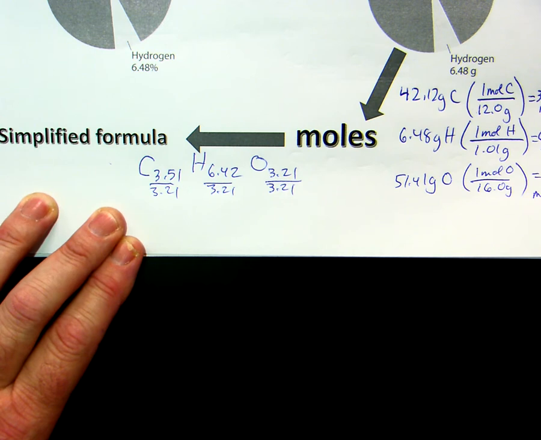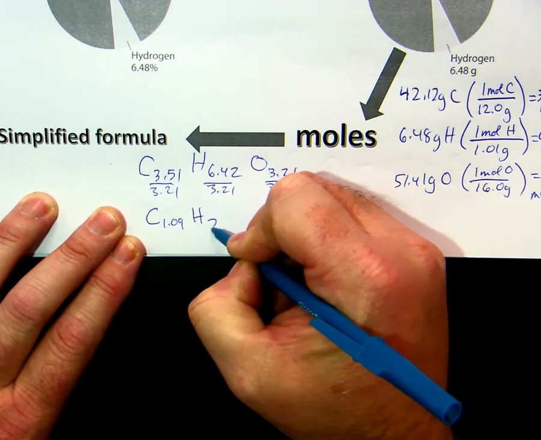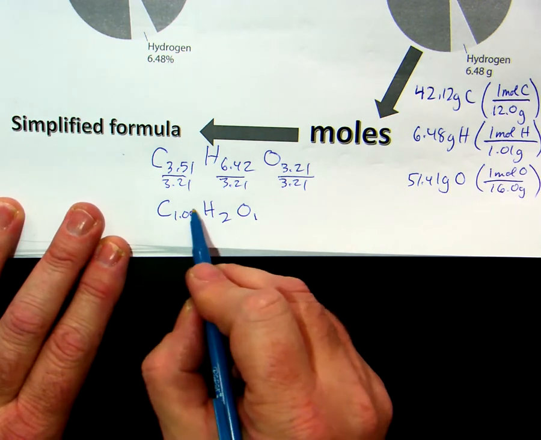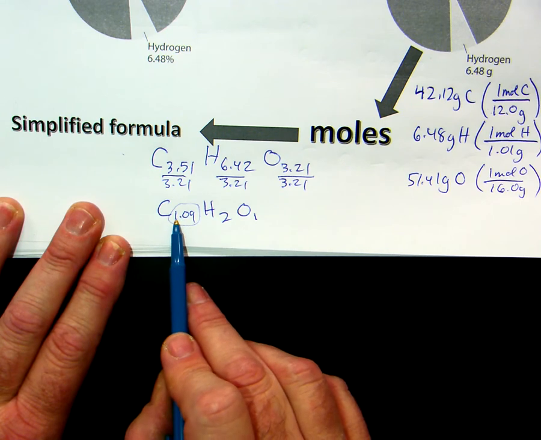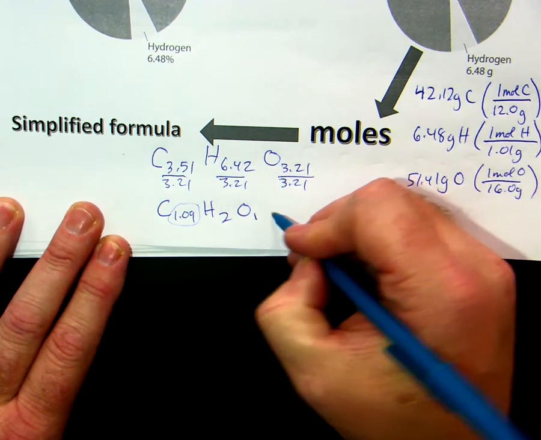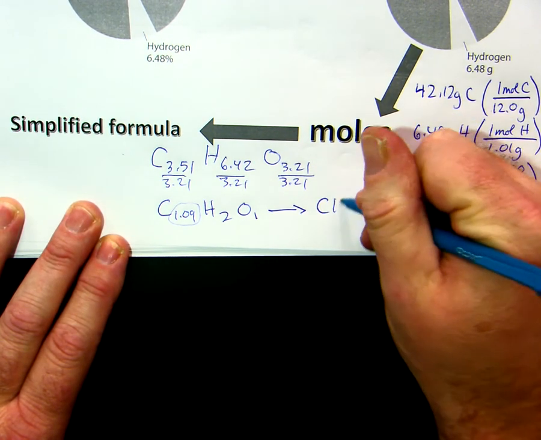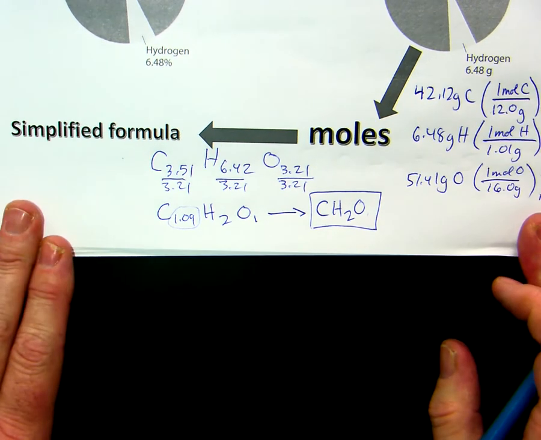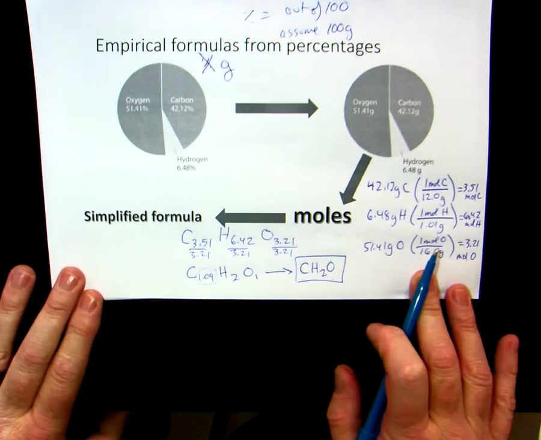And when you do that, you will get C 1.09, H2, oxygen 1. Now, these are perfect. This one here is within about 10% of the closest whole number, so that's an example where it's okay to round. So we would just call this carbon 1, we don't need the 1, H2O1, but we don't put the 1s. So this would be the empirical formula based on the data that was given.